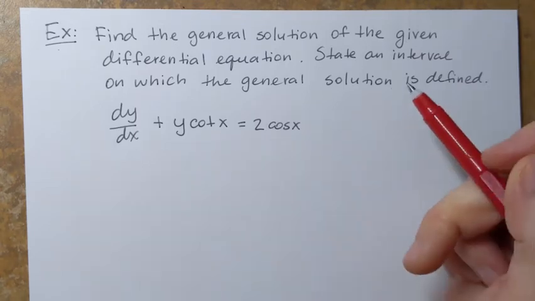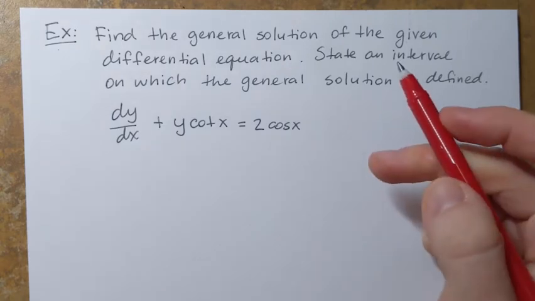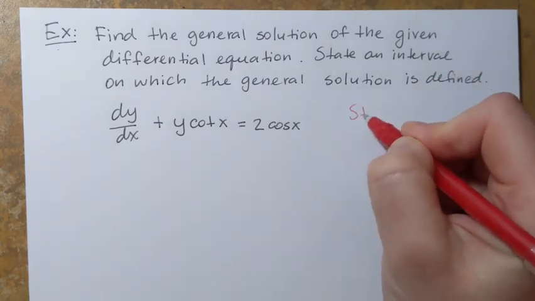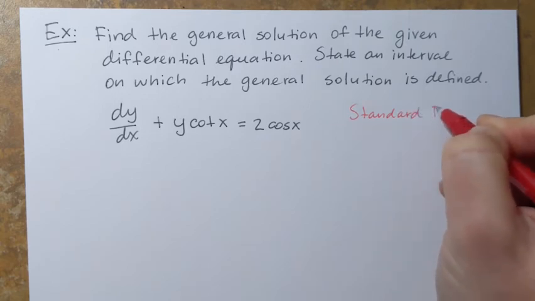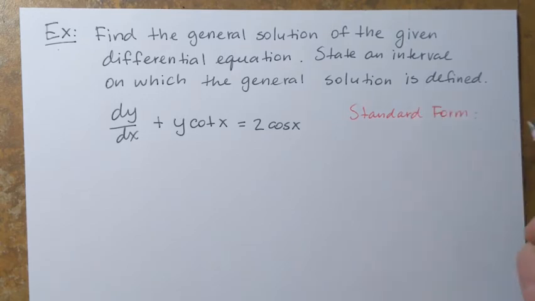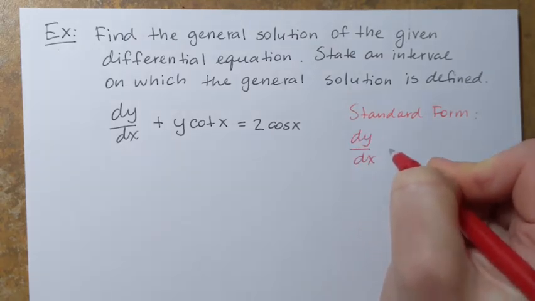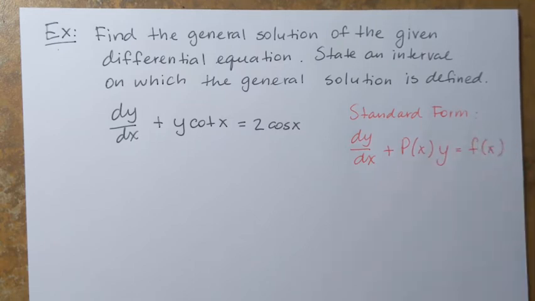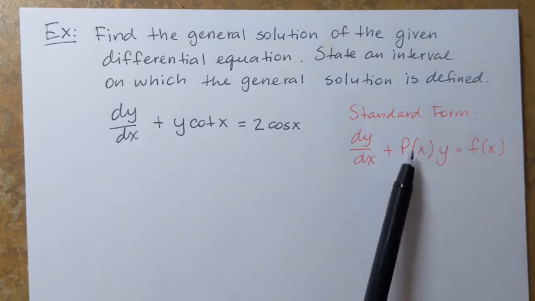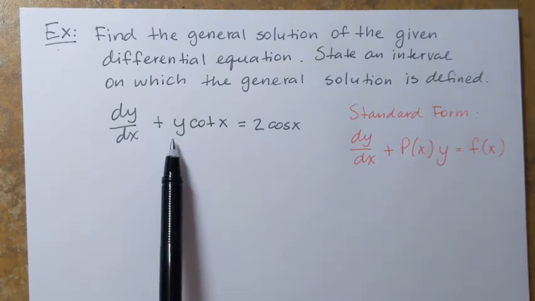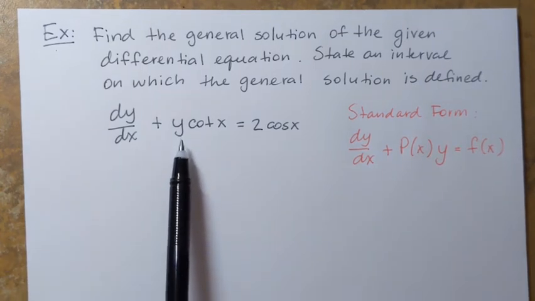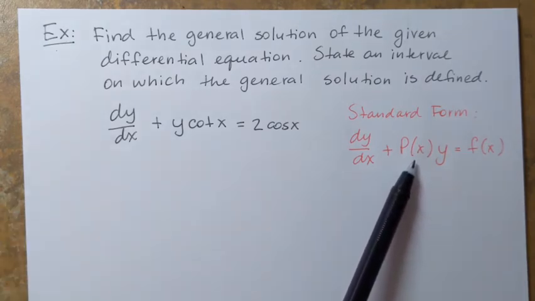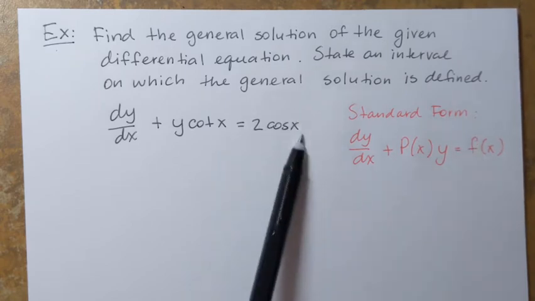Let me remind you how the standard form of a linear first order differential equation looks like. Standard form: dy/dx plus p of x y equals f of x. If we compare the standard form to the equation that we have here, we can notice that it's already in standard form, right? dy/dx, y with its coefficient, which is cotangent of x, and then the function of x is on the right hand side, 2 cosine of x.